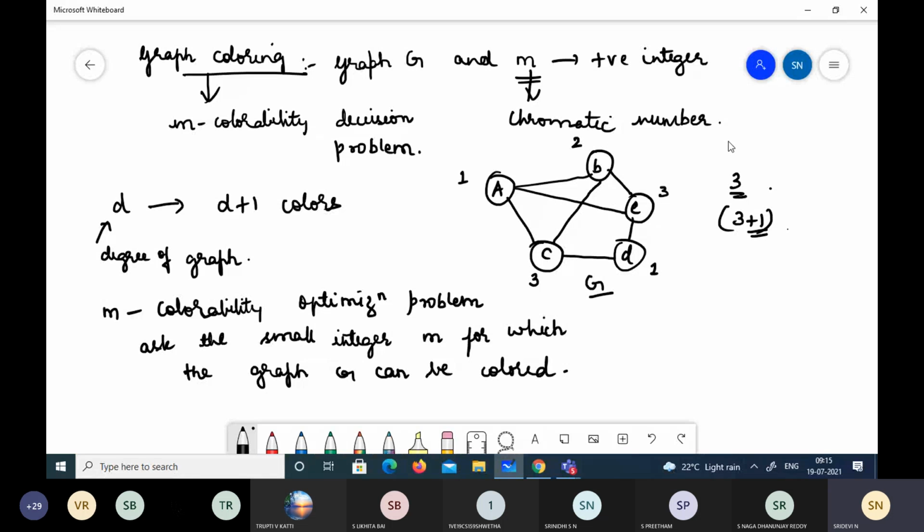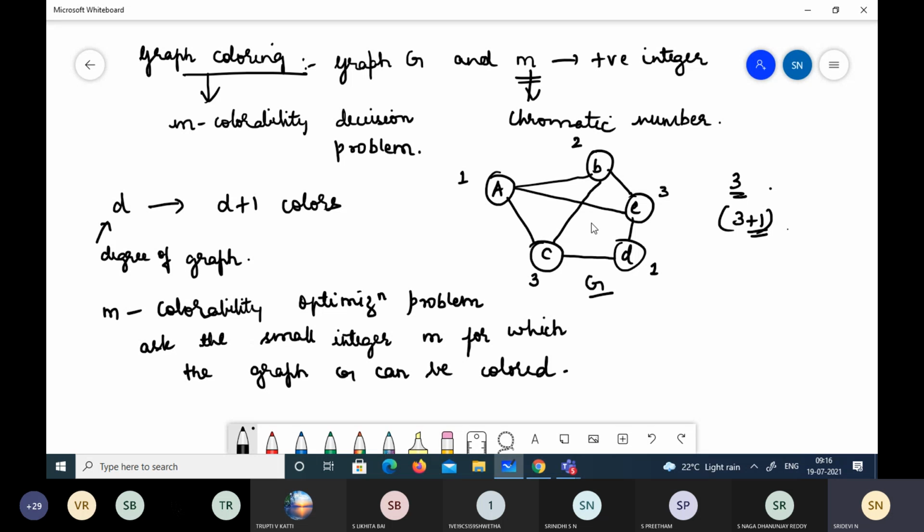So we are discussing the m coloring problem, wherein we are given a graph and we have to select how many colors we can use in order to color this graph, and that m should be the smallest integer for which the graph can be colored. If d is the degree of the graph, at most you can have d plus 1 colors. Optimization means the smallest integer m for which the graph can be colored. Here we can use 4 colors because the degree of the graph is 3, but with 3 only we can color this graph. So this is the m colorability optimization problem, which asks for the smallest integer m for which the graph can be colored. 3 is the smallest integer for which this graph can be colored.